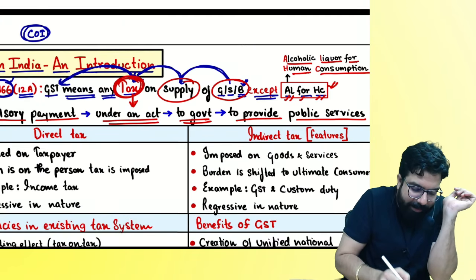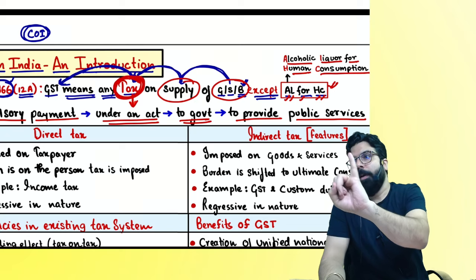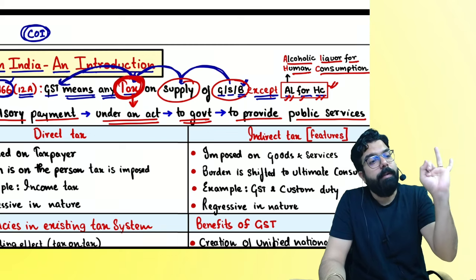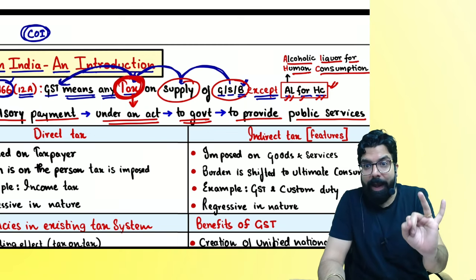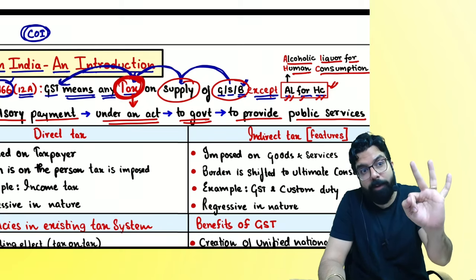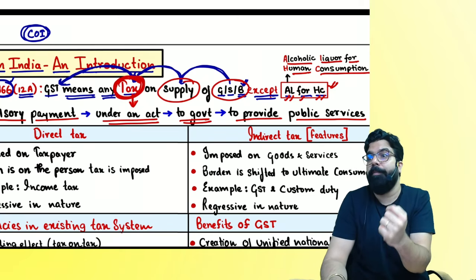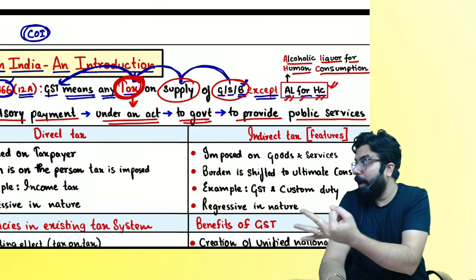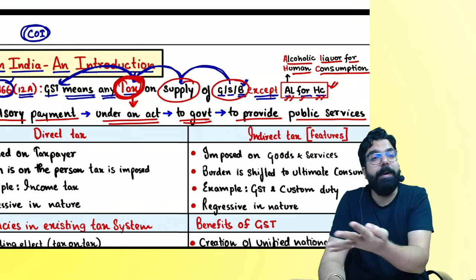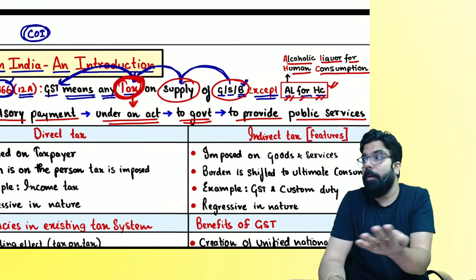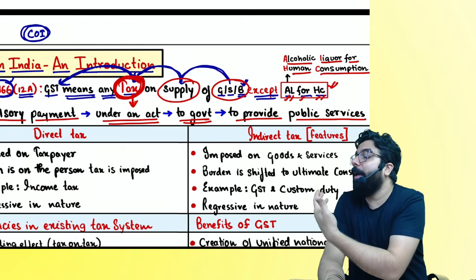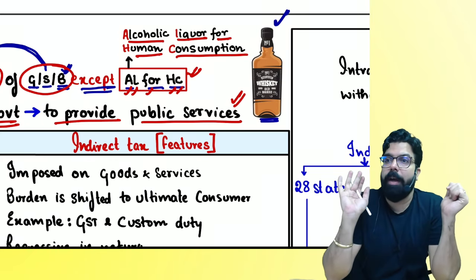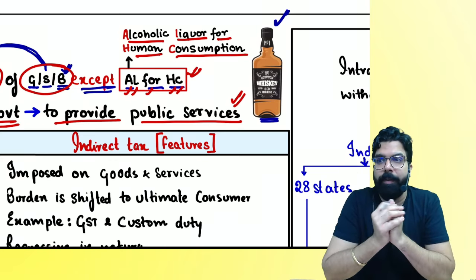So what do you mean by tax, everyone? Tax means a compulsory payment. Is it voluntary? I don't want to pay? No, you have to pay. It is made under an act. It is made to the government so that the government can provide you what services? Like road, infrastructure, education, hospital, healthcare, defense. All this is provided by the government. How? By the money which is collected from the public. Are we clear, everyone? Can we go ahead?